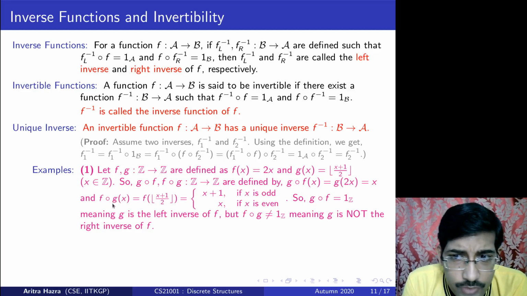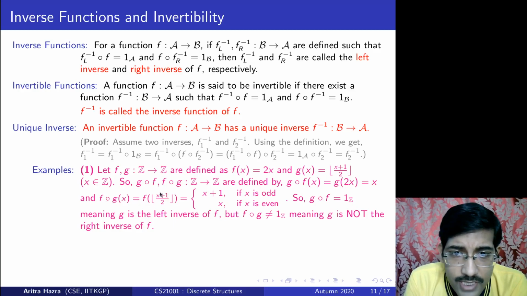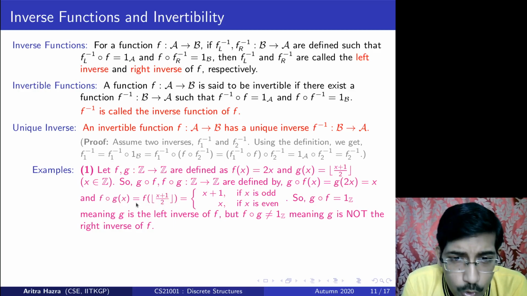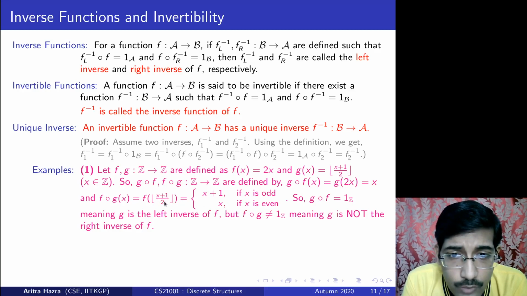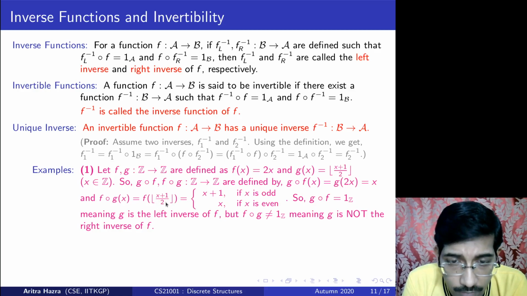For f∘g, if you see this one, g(x) is floor of (x plus 1) by 2. So f of that, basically, is x plus 1 if x is odd, otherwise it is x if x is even. Why? Try with 5: (5 plus 1) by 2 is 3, floor is 3. So f of 3, where f is 2 into x, so 2 into 3 becomes 6.